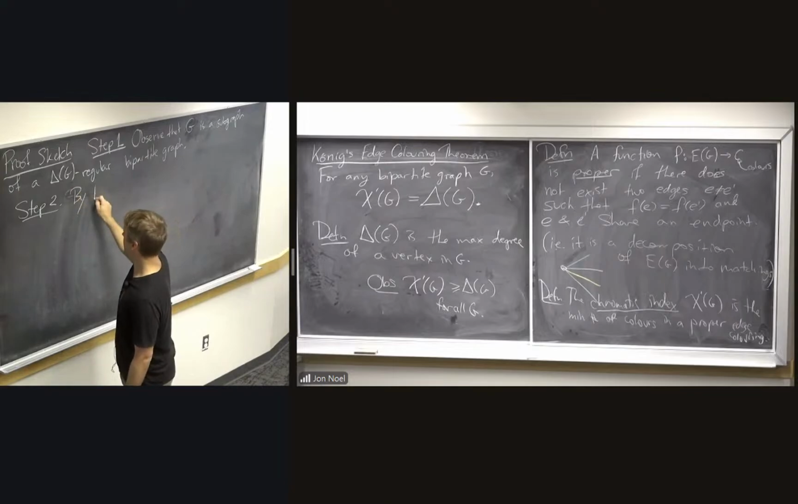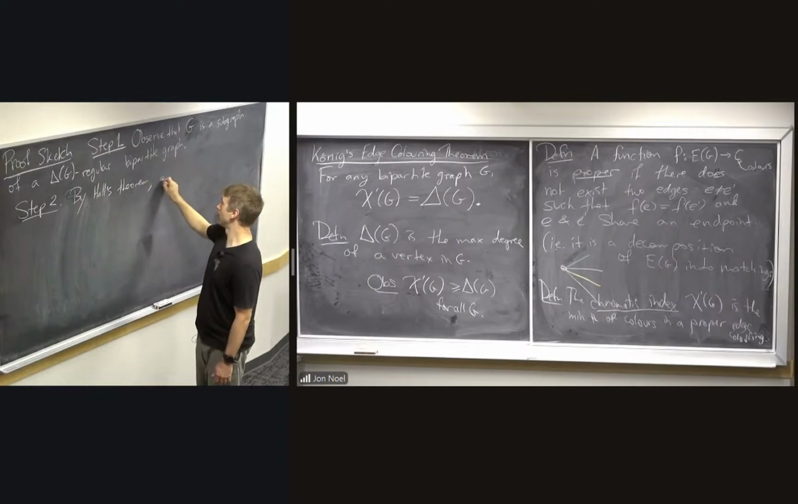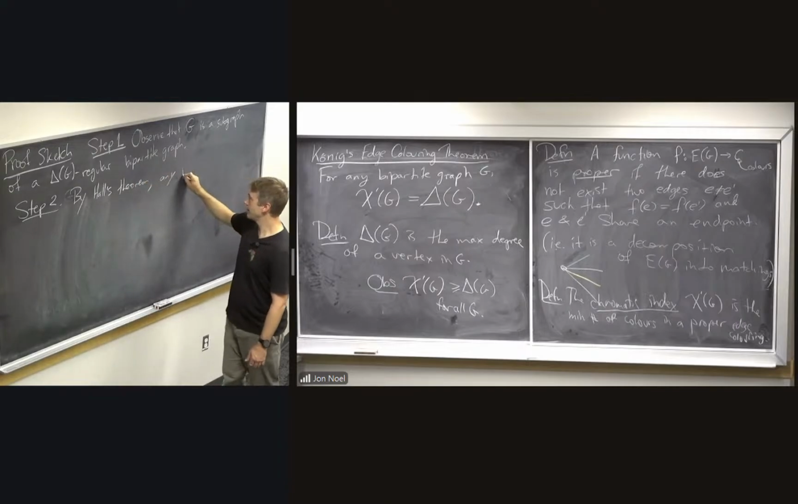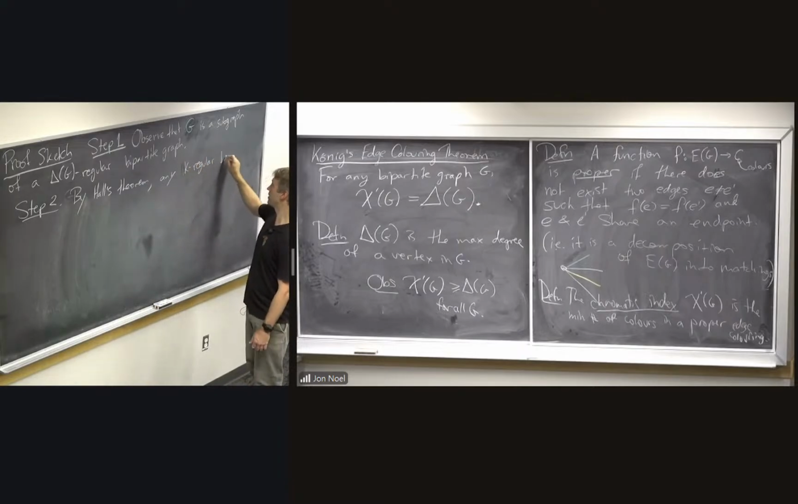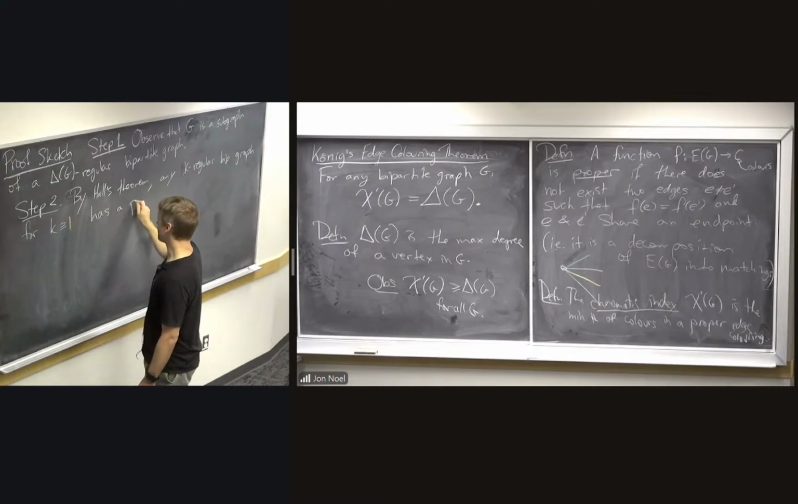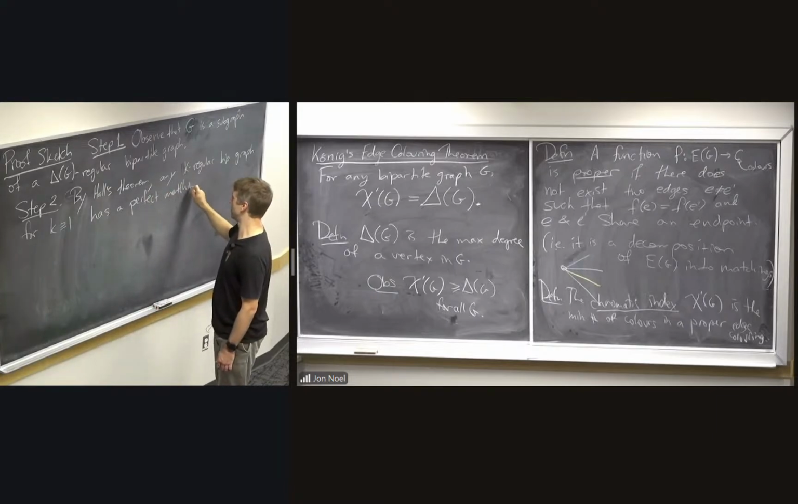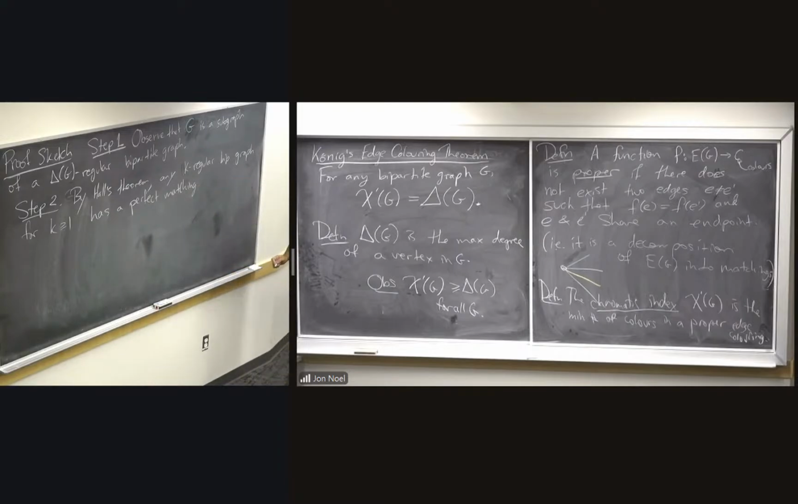So if you use Hall's theorem, any, let's say, k-regular bipartite graph for k at least 1 has a perfect matching. So that's not what Hall's theorem says, but it's an easy application of Hall's theorem to prove this.